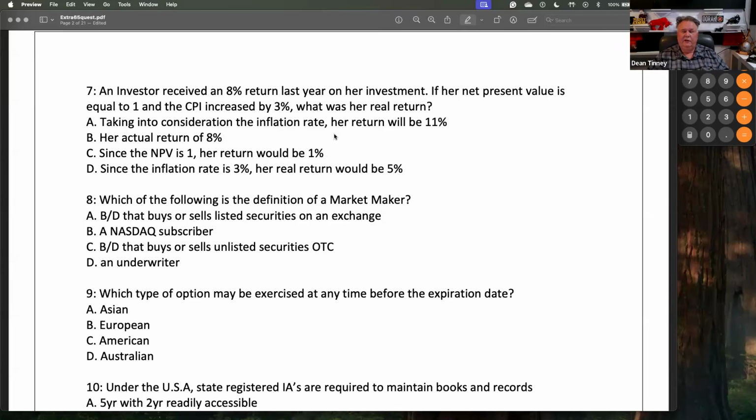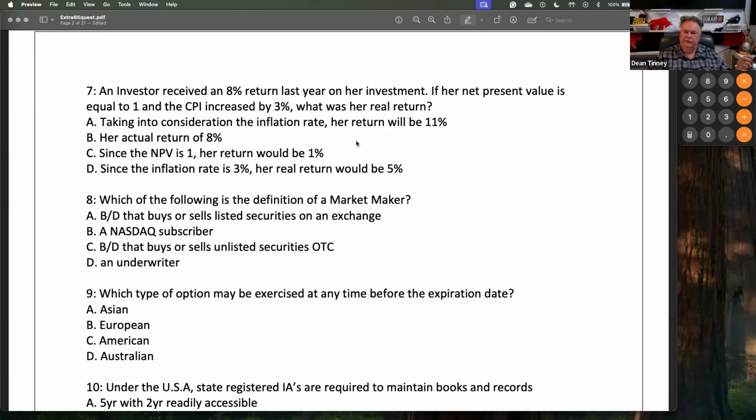Yeah, he's got you here because he's done the Jedi mind trick on you. This question has nothing to do with NPV. Absolutely nothing. This is very much a test question. It's so simple, it's a trick. Is it 8 plus 3? It's 8 minus 3. Since the inflation rate was 3, her real return was 5. That's very much a test question.